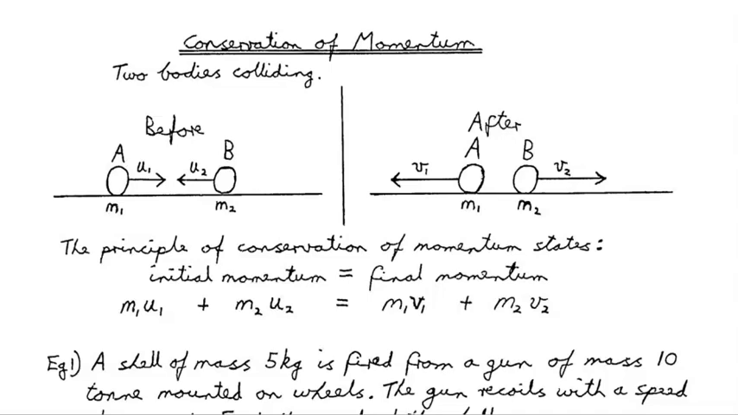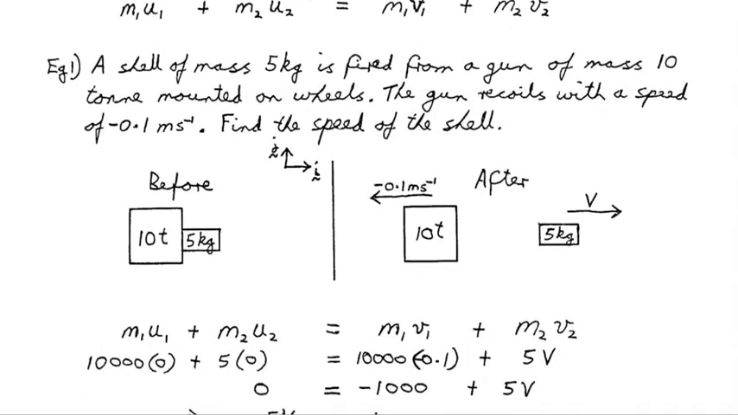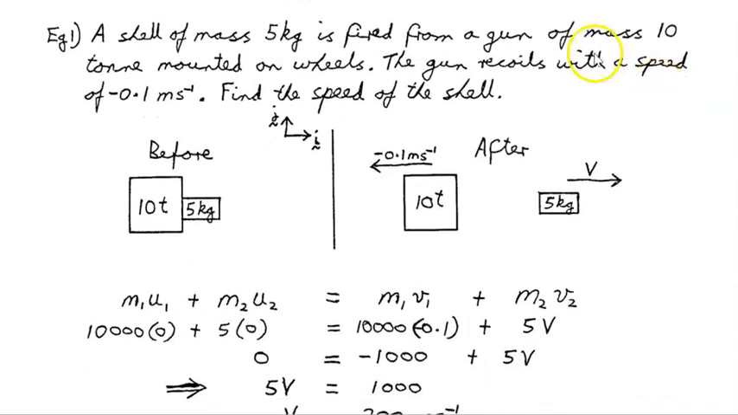To see this in action, there are numerous examples we could pick. I've only picked one here for us: a shell of mass 5 kilograms is fired from a gun of mass 10 ton mounted on wheels. We're going to assume frictionless forces. The 10 ton gun is able to move without friction on the wheels, so there's nothing interfering with it. So we have our closed system. We have the gun and the shell sitting together. The shell is sitting in the barrel of the gun, no problems. Afterwards they've separated and are moving off in different directions.